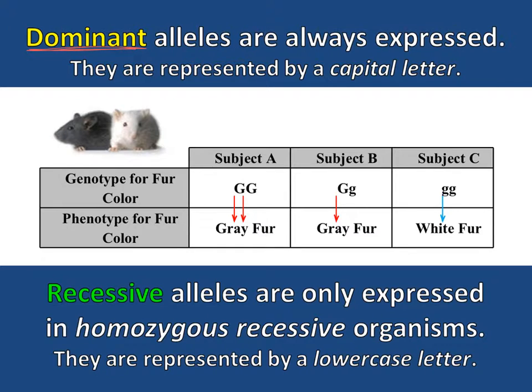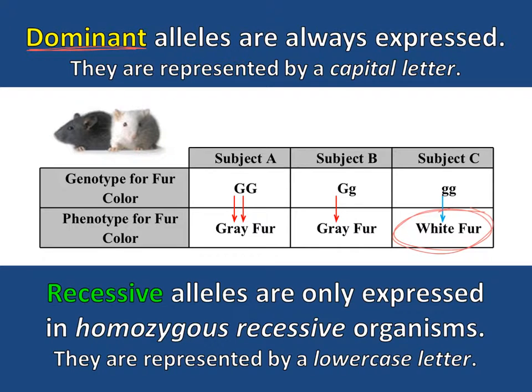And remember, in order for a recessive allele to be expressed, to be shown, it has to have 2 little letters, just like here in subject C. Subject C has two little g's, and therefore it has white fur. Over here in subject A and subject B, notice it has at least one big G. Because it has a big G, it beats the little letter. So therefore, subject A has gray fur, and subject B also has gray fur.